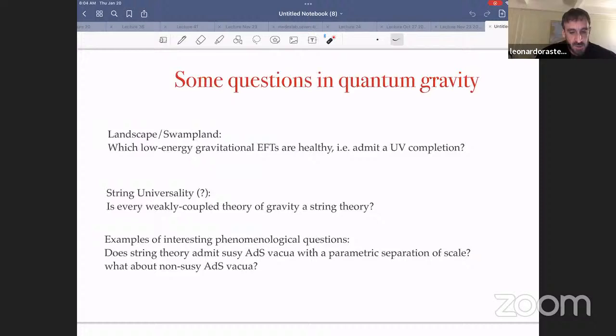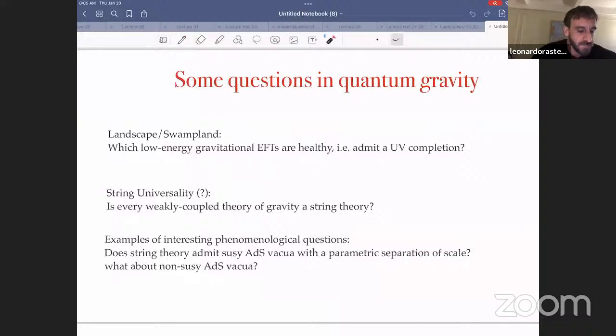So what is quantum gravity and what are some of the questions we'd like to answer? A basic one, in the absence of a collider we can build that will directly probe the Planck scale, is the notorious dichotomy between the landscape and the swampland. We know we have gravity in the real world, which for the purpose of this talk will be defined as a spin two massless particle.